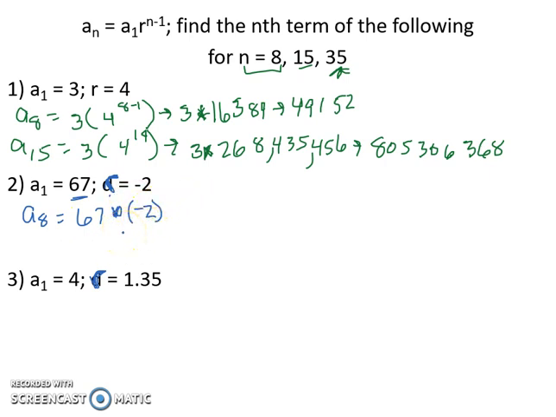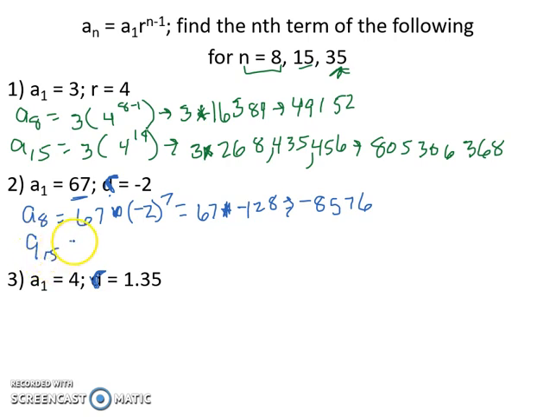Some calculators need the parentheses around the -2, so it knows that that negative belongs to that 2. So that'll be -2 to the 7th power. Okay, so that will be 67 times -128. So you should have a negative on this one. And this becomes -8,576. So 67 only goes down to about -8,500. So it's not as big of a jump, but we also have a much smaller ratio.